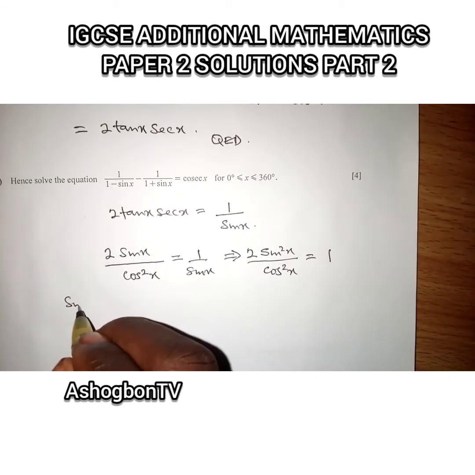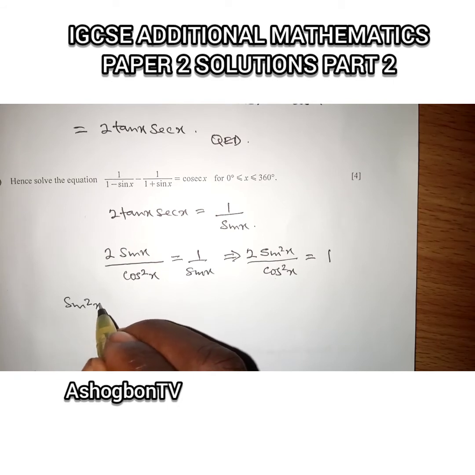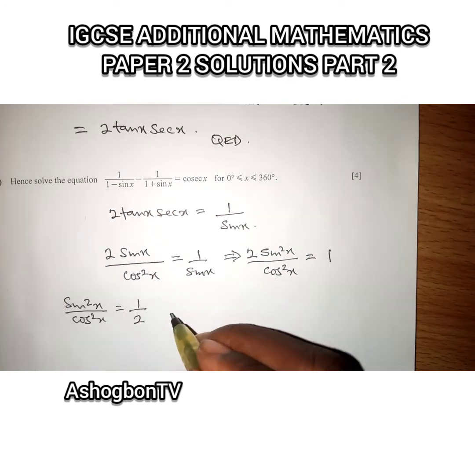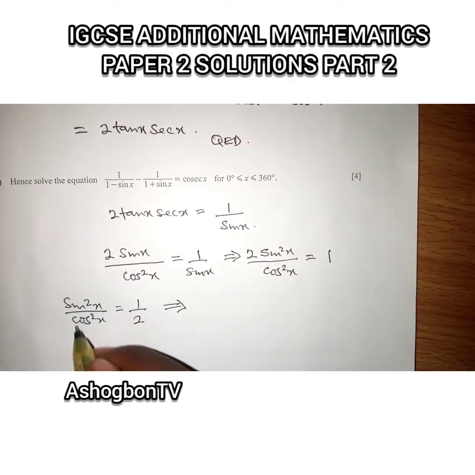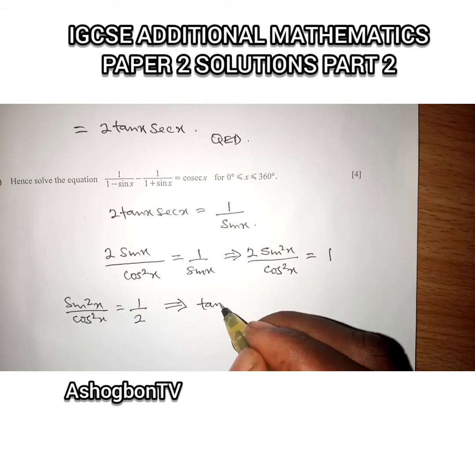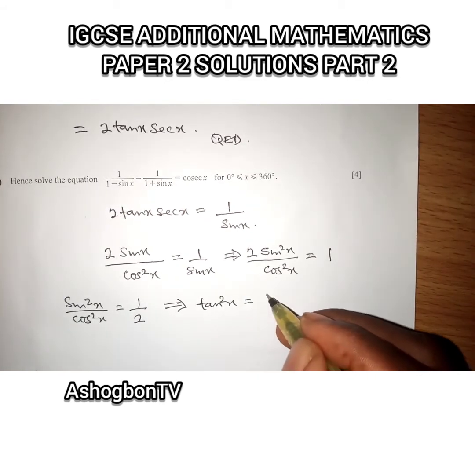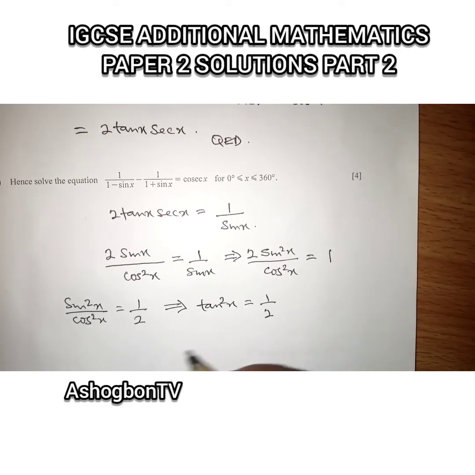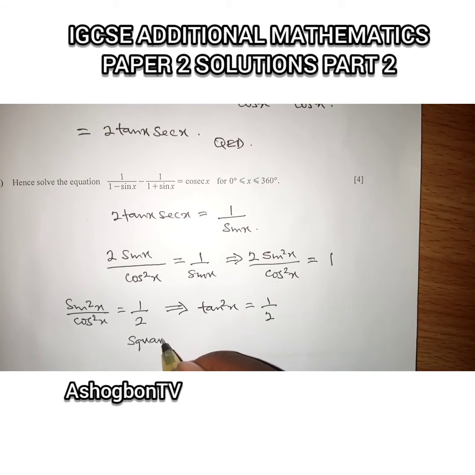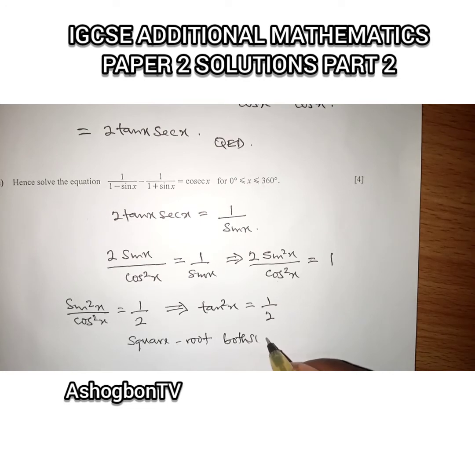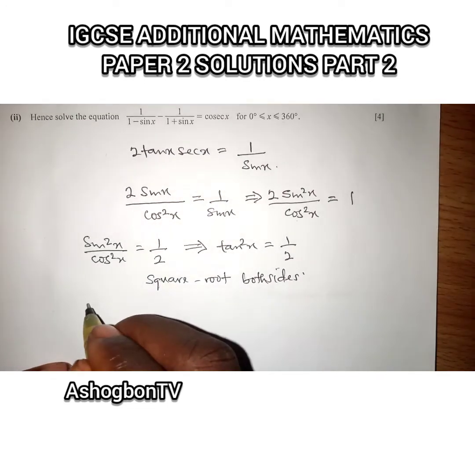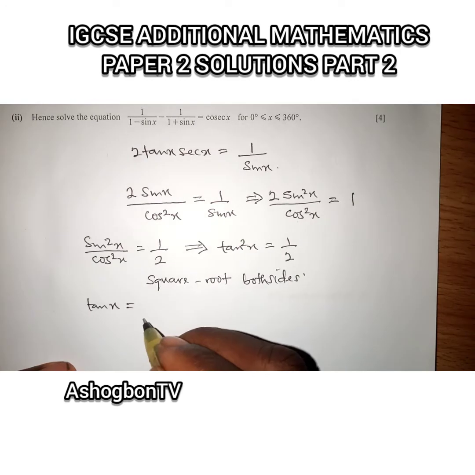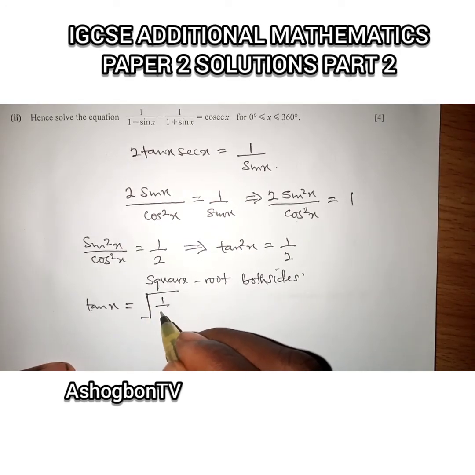So if you keep solving, you have sin squared x over cos squared x, which will be equal to 1 over 2. And sin squared x over cos squared x is the same thing as tan squared x, equal to 1 over 2. So the best thing we need to do here is just to square root both sides. If you do that, you're going to have tan x equal to the square root of 1 over 2.